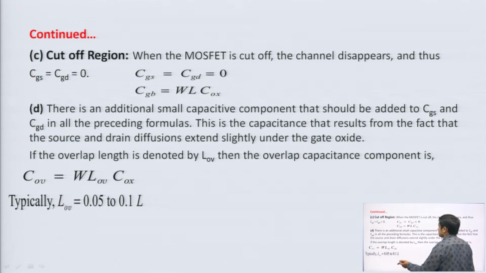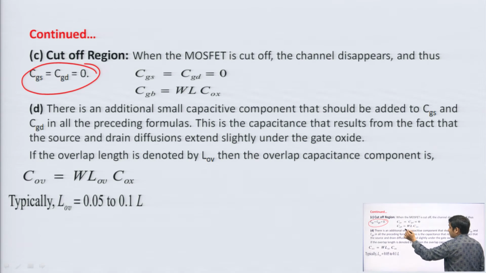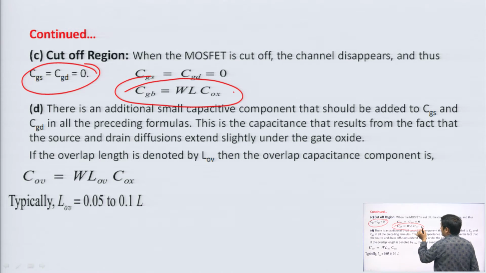Next is in cutoff region, since there is no channel, your gate to source and gate to drain capacitance is 0, but here the gate to body capacitance is more, that is W into L into COX.